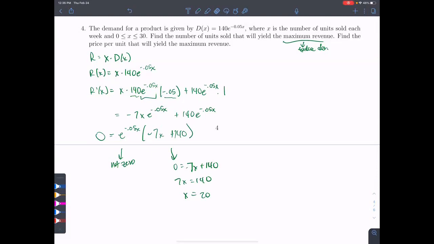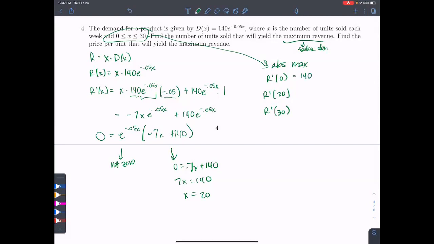So since this is a closed interval, I am thinking we need to do absolute max, not relative. So I'm going to do r prime of 0, r prime of our critical value, which is 20, and r prime of 30. I need to get a calculator out for that. Sorry for this, you don't have to listen to me do this in a calculator.